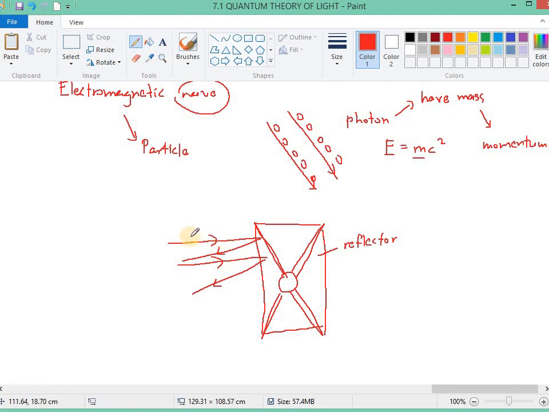When it's reflected, remember, the photon has mass. So that means when it collides with the reflector, the momentum of the photon will change. That means we have a change in momentum. And when we have a change in momentum, that means a force will be produced onto the reflector. So it can push the reflector and give it acceleration. This is called the solar sail. You can go Google and look more about it.